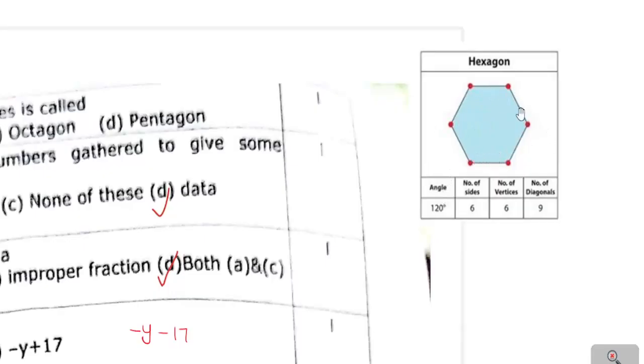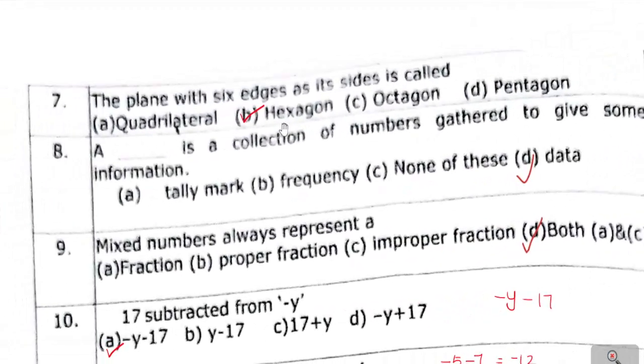So 1, 2, 3, 4, 5, 6. So 6 sides or 6 edges are there. So hence the answer is, the plane with 6 edges as its sides is called the hexagon only.